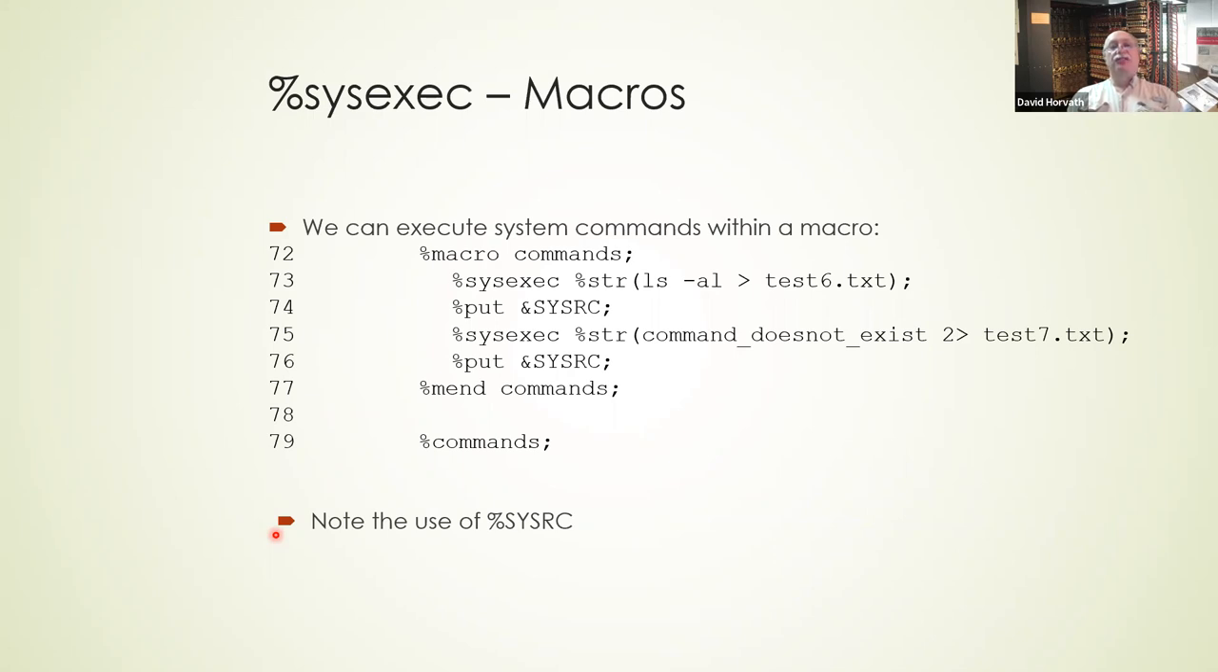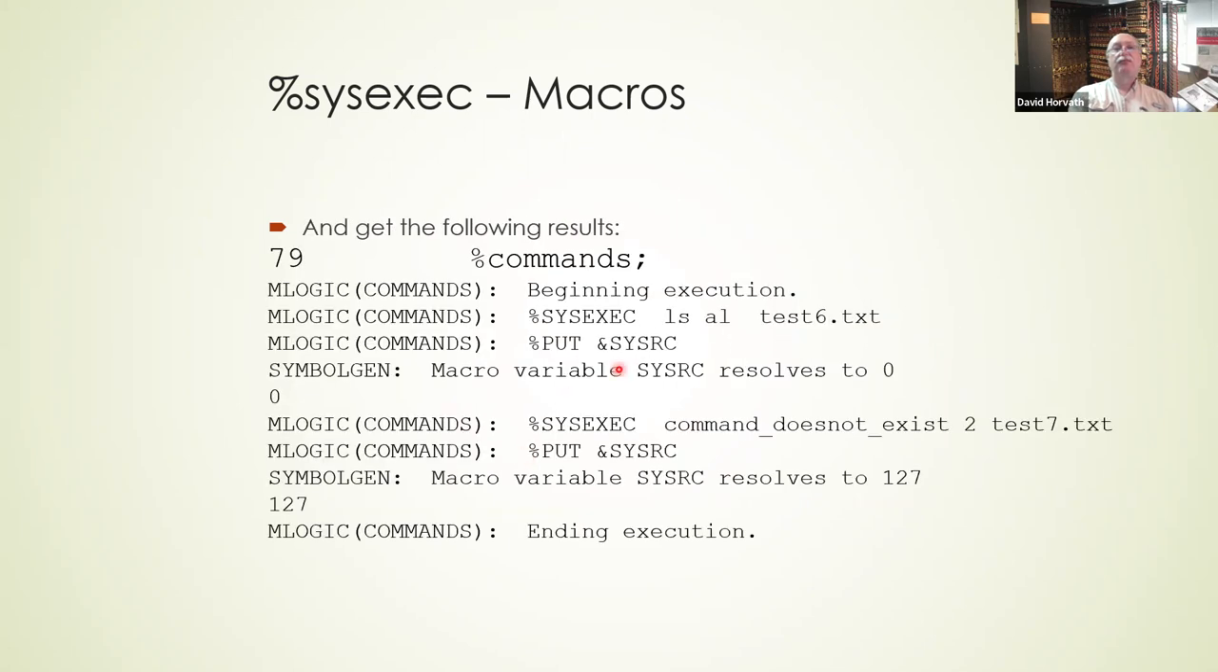In addition to X, we have sysexec. And these execute within the context of the macro. In this case, I'm doing a listing. I'm going to save the output to a file, look at my SYSRC, execute a command that doesn't exist so we can see the error, save the output, and check SYSRC. And I execute my macro. Now, the odd thing is the greater than sign doesn't show in either of these cases. It has something to do with the way the line's being interpreted. But it worked.